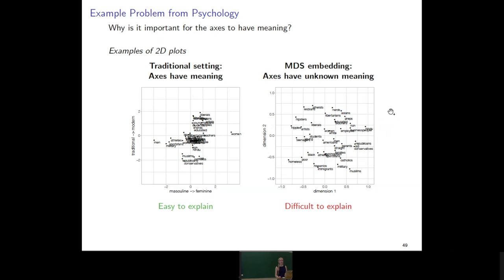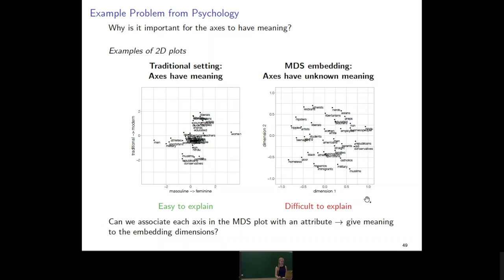With an MDS embedding, the axes have unknown meaning. So if I ask myself why teenagers and conservatives are on opposite ends of the first dimension, I don't know why. There's no name given to this dimension, so I don't know what it means. So the question is, can we associate each axis in the MDS plot with an attribute? If we can, that would be great, because it means we can give meaning to the embedding dimensions, and that meaning can be used to interpret the position of points in space.